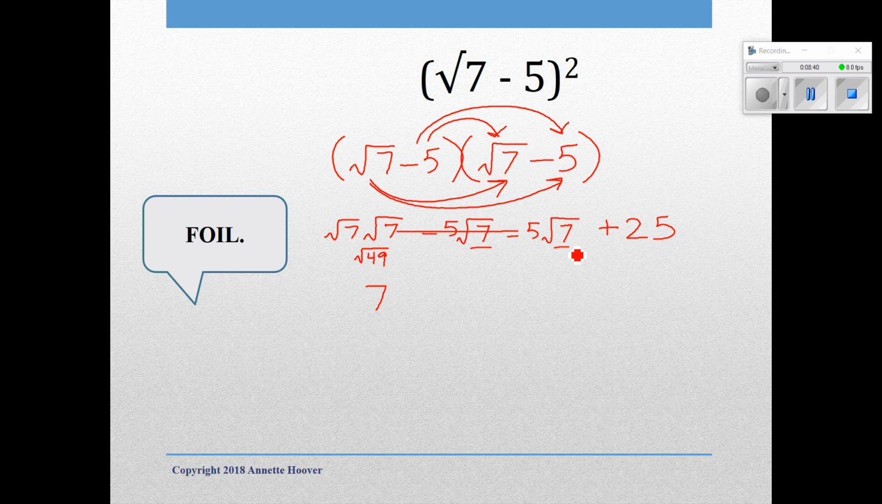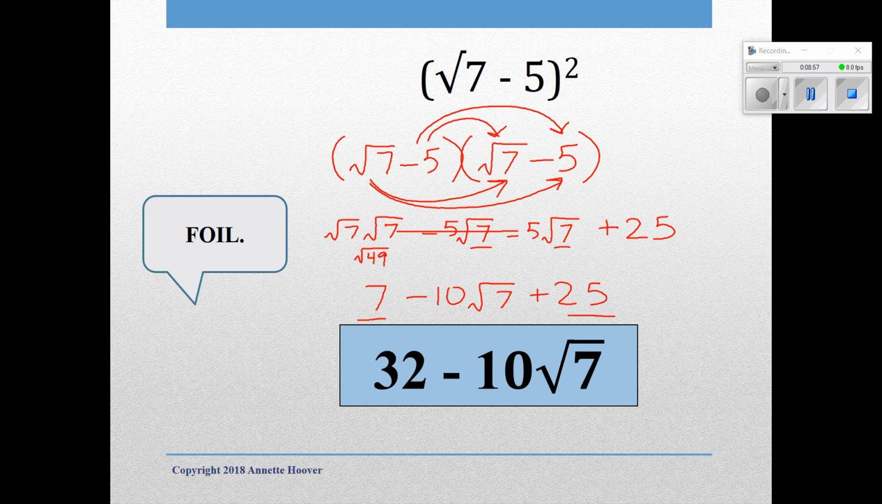Here in the center, we have like terms, like radicals. So we can do a negative 5 plus a negative 5, which is a negative 10 root 7. And then we can combine our 7 and our 25 together. And our final answer would be 32 minus 10 root 7.